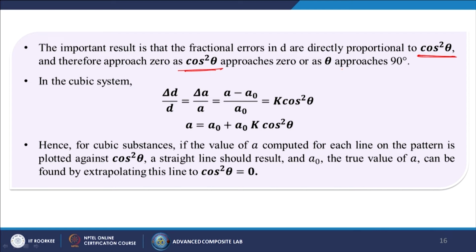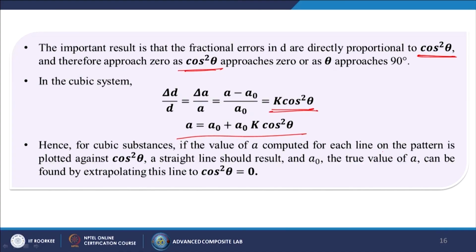In the cubic system, as we already know, del d by d is equal to del a by a, which is equal to a minus a 0 by a 0, which is nothing but k cos square theta. So, a is equal to a 0 plus a 0 k cos square theta. Hence for cubic substances, if the values of a computed for each line on the pattern are plotted against cos square theta, a straight line should result, and a 0, the true value of a, can be found by extrapolating this line to cos square theta equal to 0. So, this is also one kind of condition.